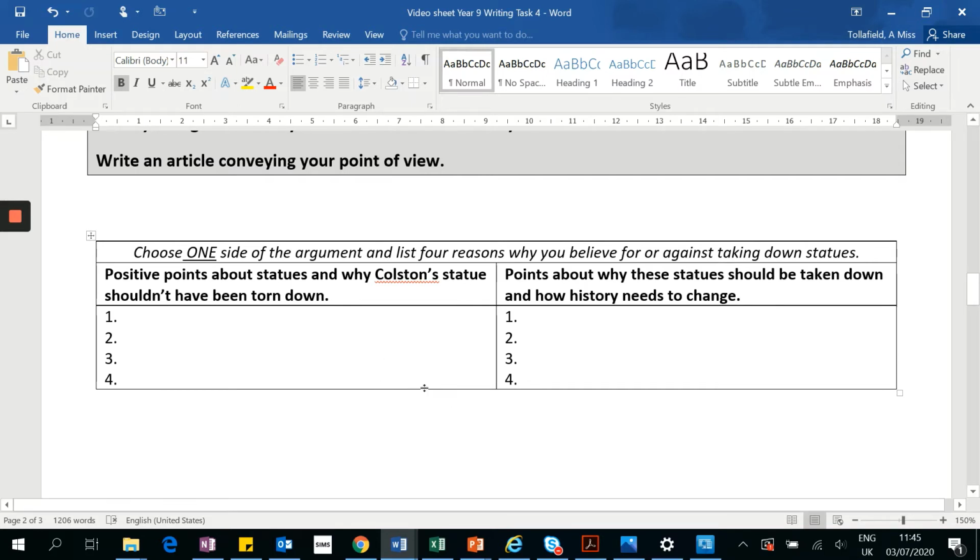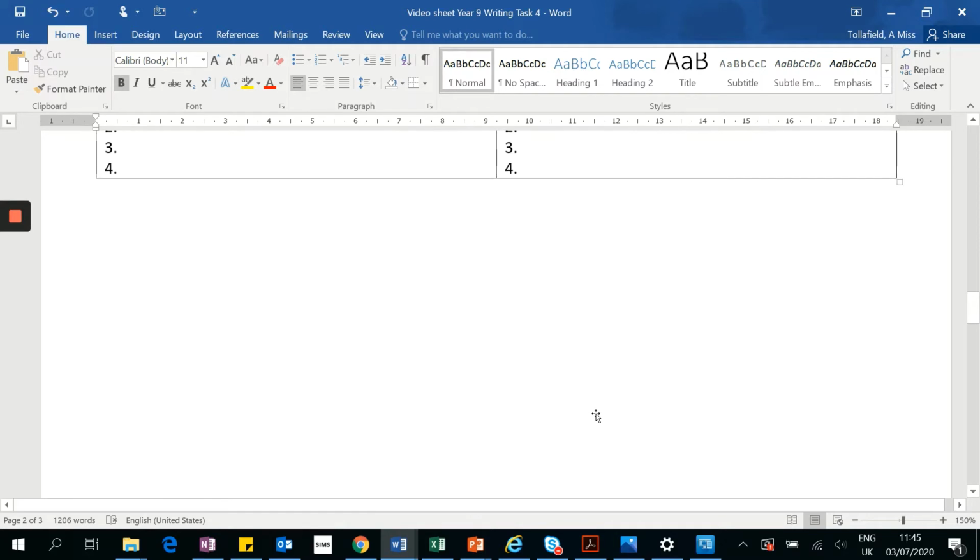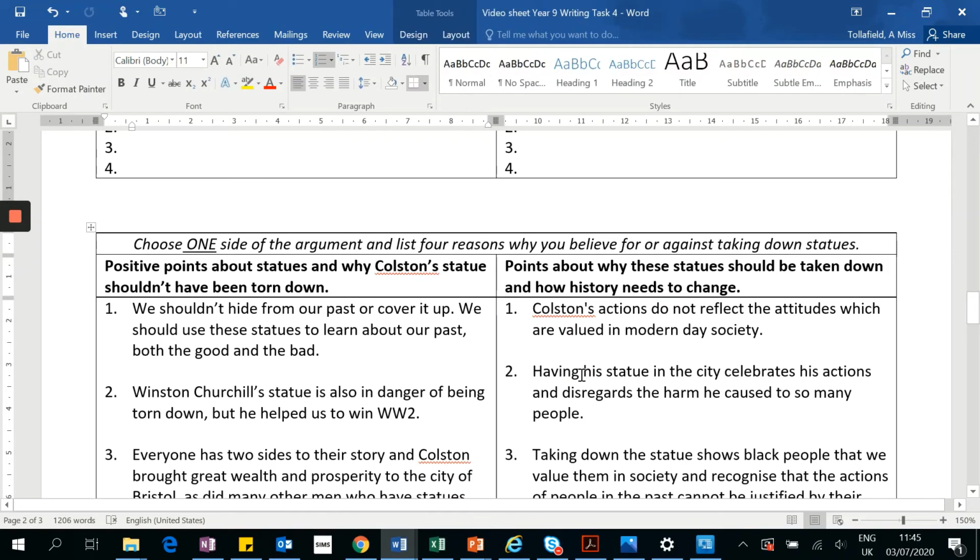So hopefully you have managed to create a list of different points for that one side of the argument. But to help you, I've got some examples that I've taken from some of the work that I've read this week. So let's have a look at those. So here they are.